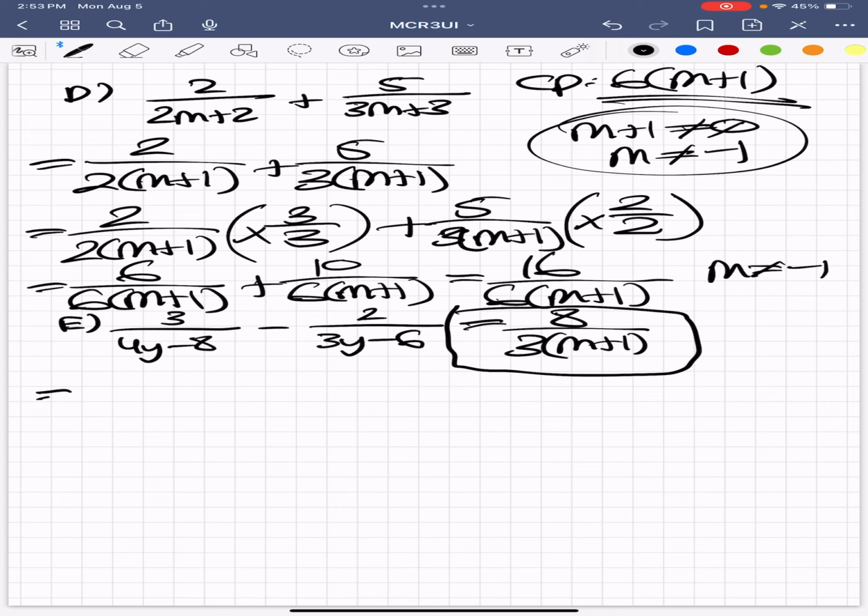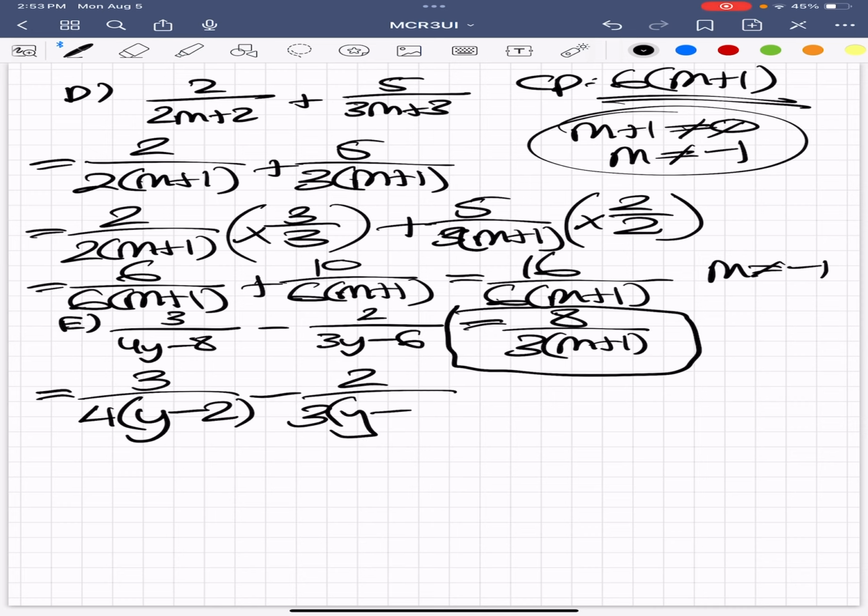Alrighty, time to move on. So we have 3 and 4, and y minus 2 is common. Our lowest common multiple, our common denominator between the two of them, would be 12(y minus 2).